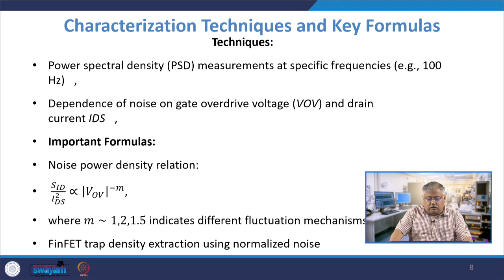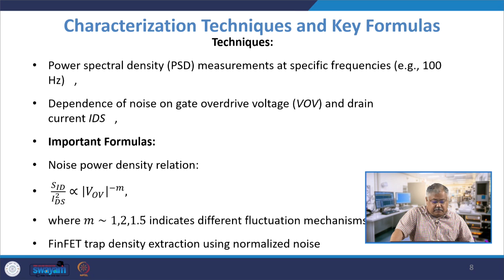Now, how do you do a characterization in case of cryogenics? We need to do PSD, or power spectral density, measurements at a specific frequency, for example 100 hertz, and we want to look at how the noise depends on the gate overdrive voltage. Gate overdrive is the gate minus the threshold voltage, as well as the drain current. So, overdrive voltage and drain current, how they affect the noise phenomena, especially 1 by f noise, is one important point you should keep in mind.